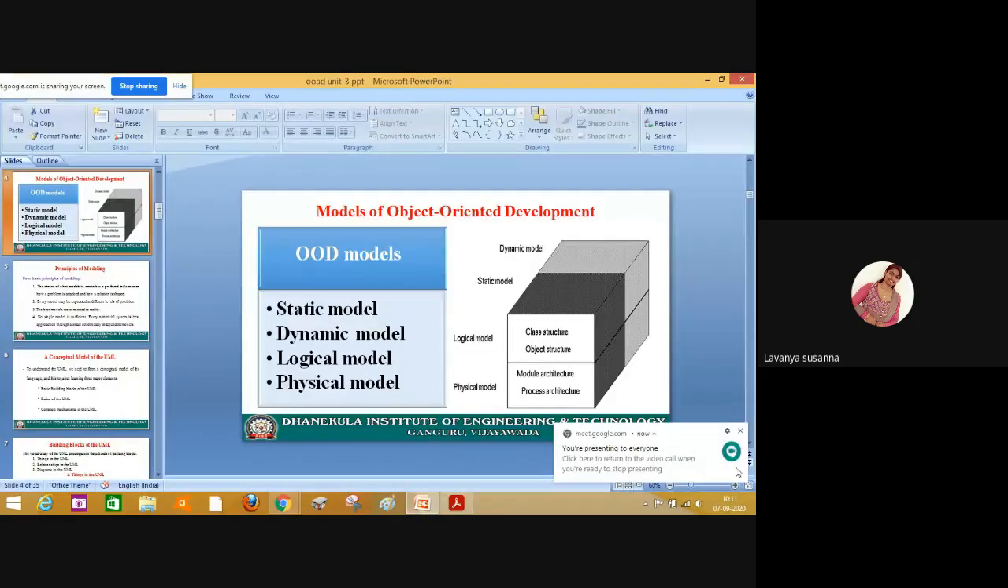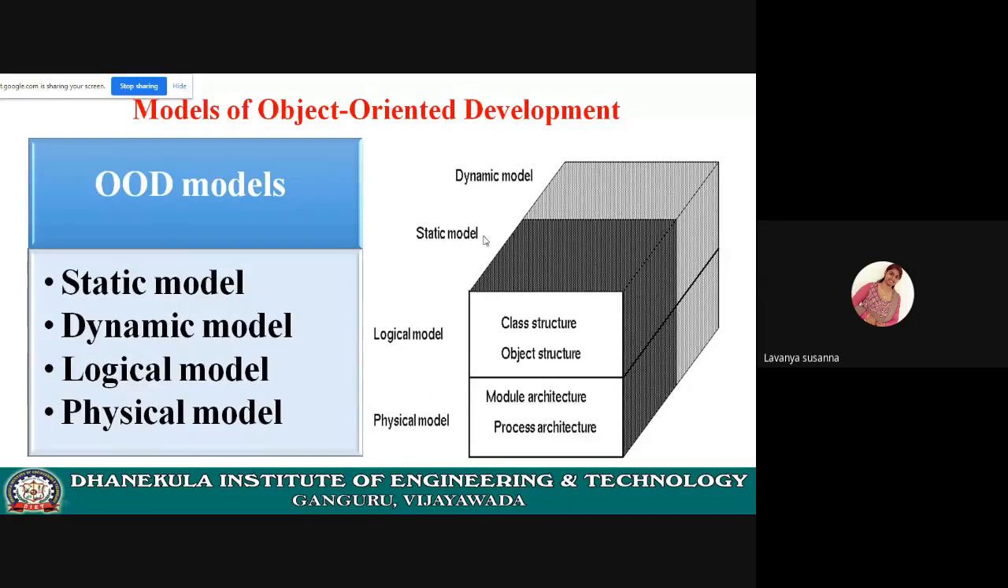See here, the logical static model represents a class structure. You are going to draw the class structure. Next, a dynamic model represents object structure. The logical model represents class structure and object structure. There are two perspectives, static model and dynamic model. Static model represents class structure, dynamic model represents object structure.